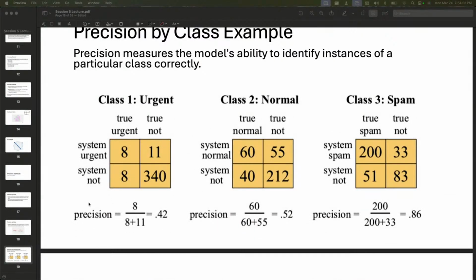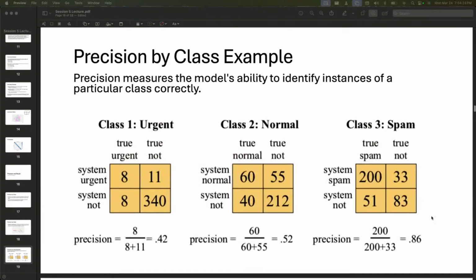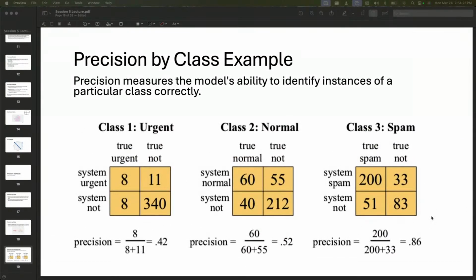And we could calculate what's the precision of our class 1 urgent. What's the precision of our class 2 normal? What's the precision of our class 3 spam? And I think your guys' head is probably going to the next natural thing, which is, okay, well, couldn't we just add all those precisions together, divide them by the number of classes, and wouldn't we just have something called an average precision?